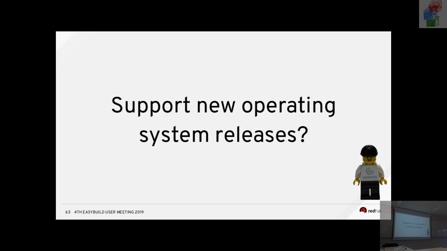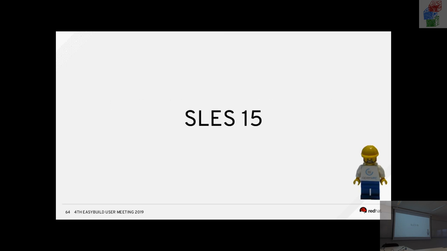What we just started to discuss last week in our meeting is support for new operating system releases. There's a new SLES 12/15 available, which we want to support, where we are thinking about supporting. Then there's the RHEL 8 beta available, so we also started to look into what changes are necessary to get OpenHPC running on RHEL 8 and maybe CentOS 8 at some point.